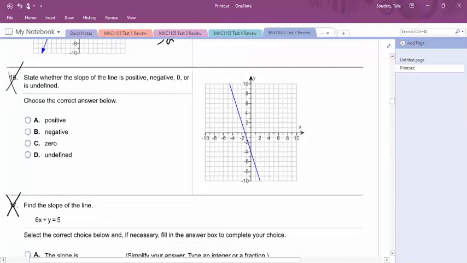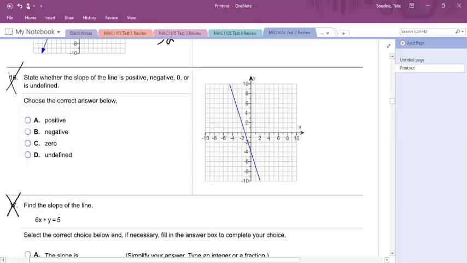I know I said we were going to skip it, but it only takes about 2 seconds. So let's look at 16 real quick. How do you know whether the slope is positive, negative, 0, or undefined? What are you looking for? Like which way it's tilted? So which answer would you say is correct for this one?